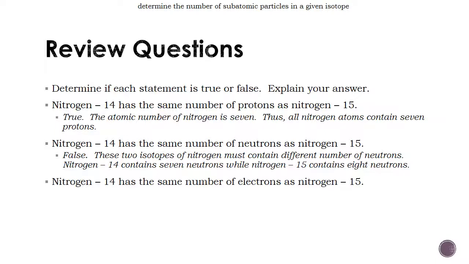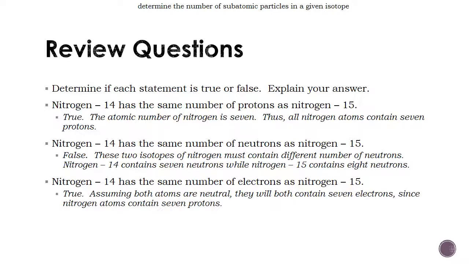And then finally, nitrogen 14 has the same number of electrons as nitrogen 15. This statement is true. Again, assuming both atoms are neutral, they both would contain 7 electrons, since they both have 7 protons because they are both nitrogen.